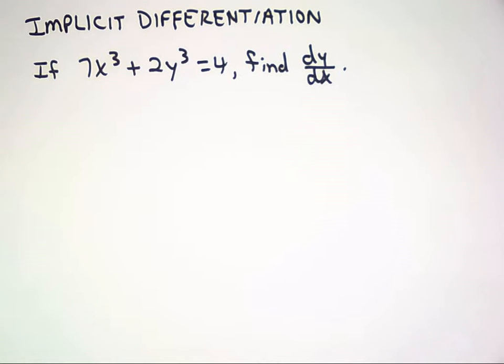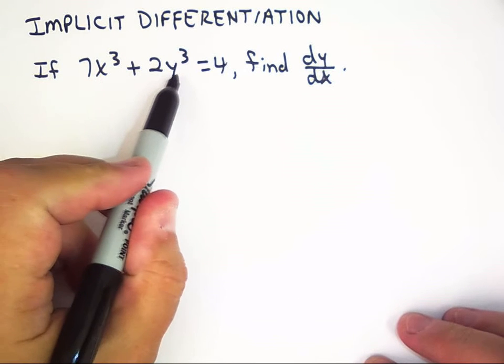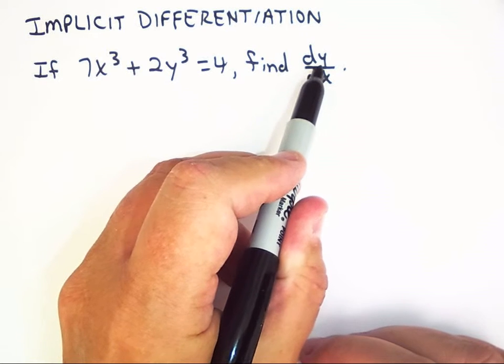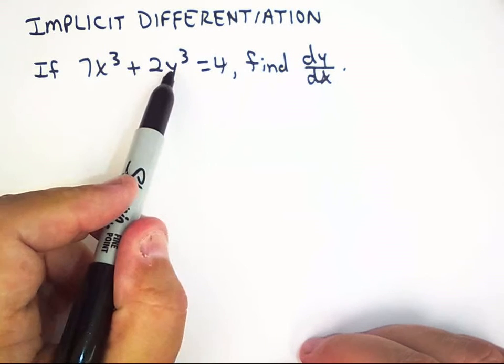Let's solve some implicit differentiation problems. First of all, we have this one: 7x cubed plus 2y cubed equals 4. And we want to find the derivative of y with respect to x. That means we're thinking of y as a function of x.